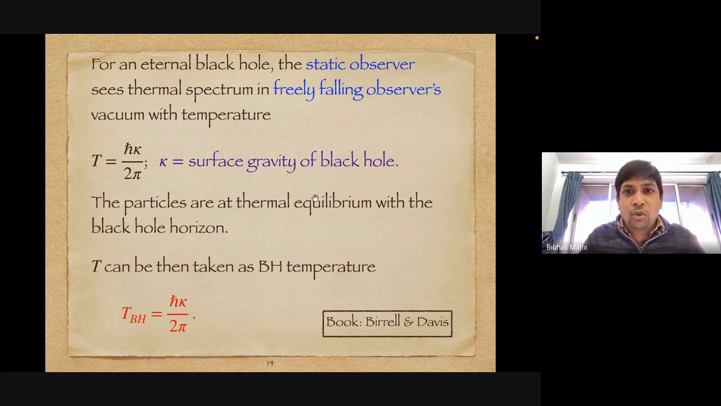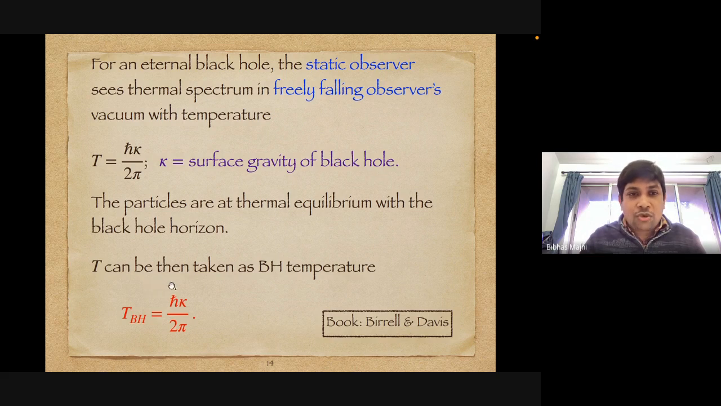Now, once you know the temperature of the horizon, then going back to that mathematical construction, you can find out what the entropy should be. Before going to that, let me show that if there is an eternal black hole, which is not evolving with time, then the static observers see a thermal spectrum in the freely falling observer's vacuum, with a temperature which is proportional to the surface gravity of the black hole.